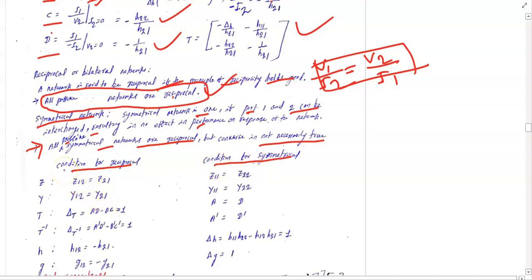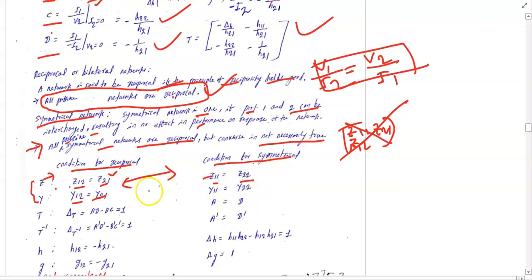For G parameters, it can be very well proved also through your network parameters. For reciprocal, G12 equal to G21. That is, the off-diagonal elements are equal. Obviously, as they are duals of each other, that holds good also for the Y parameter. We'll do it in parallel so that it will be easy to understand. Now the condition for symmetrical: when the principal diagonal elements are equal for G parameter, that is G11 equal to G22.